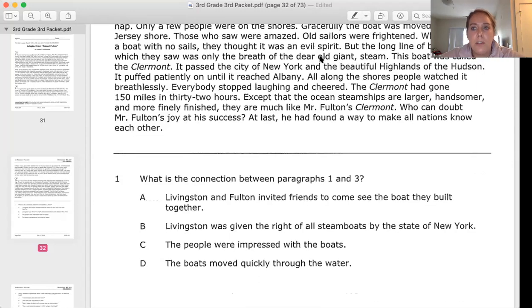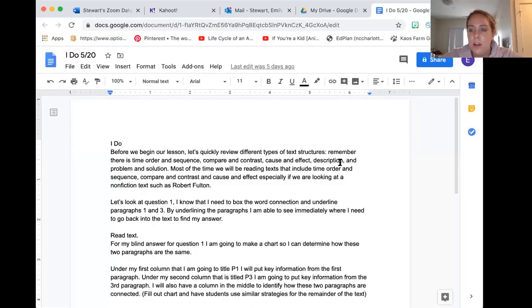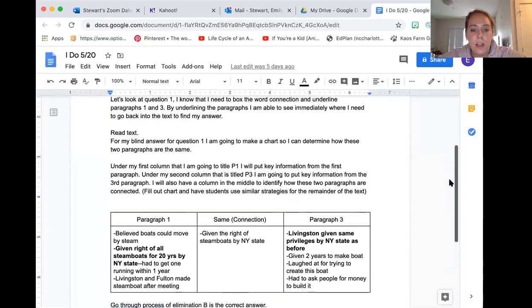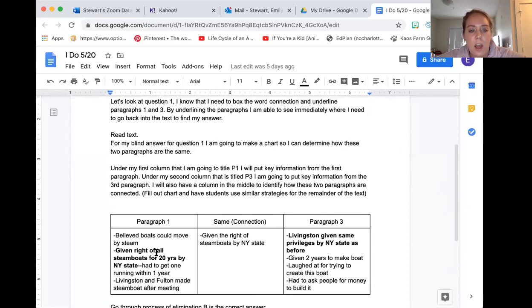Okay, I'm going to stop sharing my screen, and then I am going to reshare it with you. So you should be looking at a document. So I already did this. I took the things that I wrote down from an underline from paragraph 1 and paragraph 3. So in paragraph 1, he believed boats could move by steam. He was given the right of all steamboats for 20 years by the New York State, and Livingston and Fulton made a steamboat after meeting.